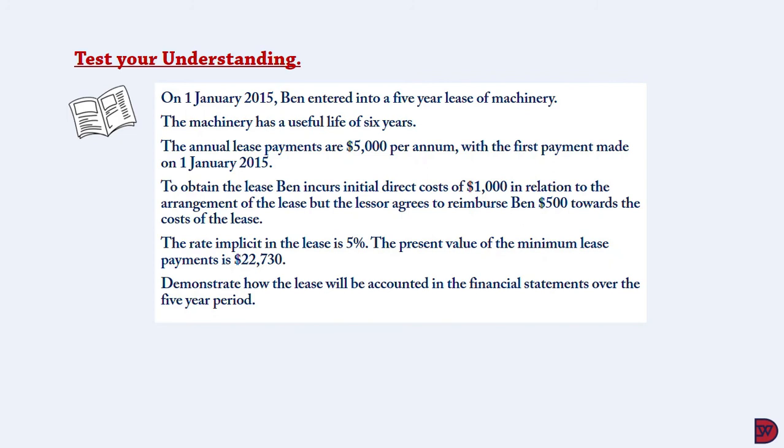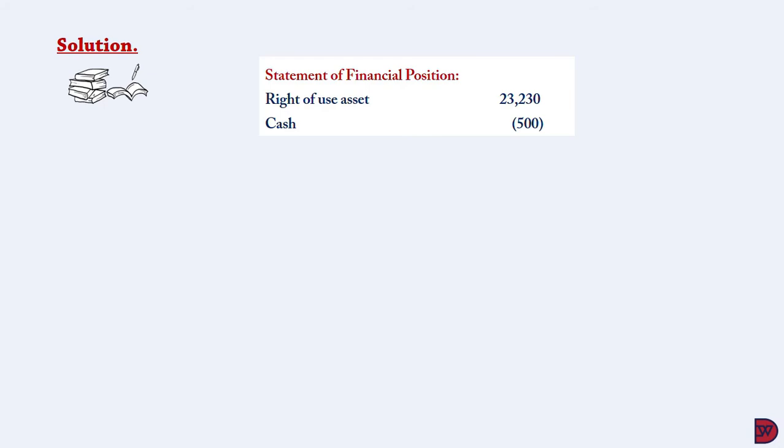The present value of the minimum lease payment is $22,730. Now we have to demonstrate how the lease will be accounted for in the financial statement over the 5-year period. So when we come to the solution, we recognize the right of use assets of $23,230, which the workings will be shown soon. Then there will be a cash negating the asset column of $500. It's a combination of the initial cost of $1,000 and the incentive of $500 because it was given to entice Ben to take up the facility. Then we have a lease liability of $22,730, so the effect is going to be the same.